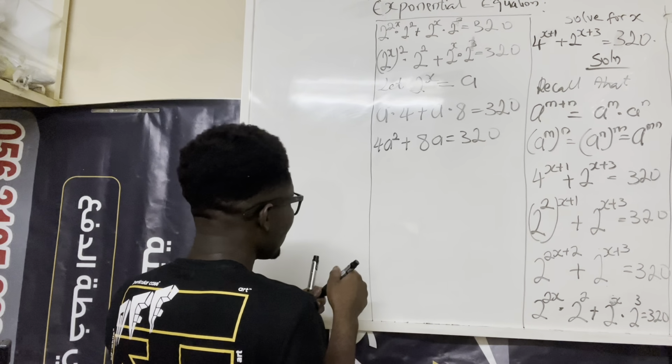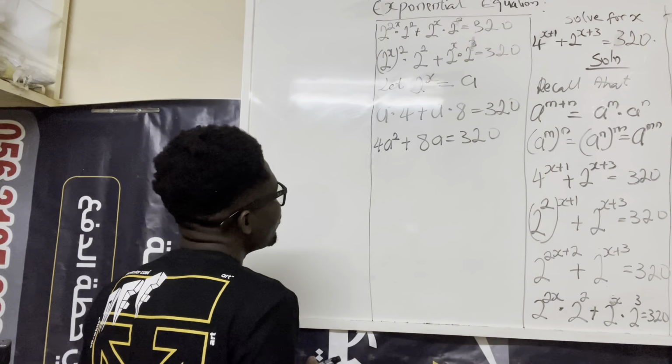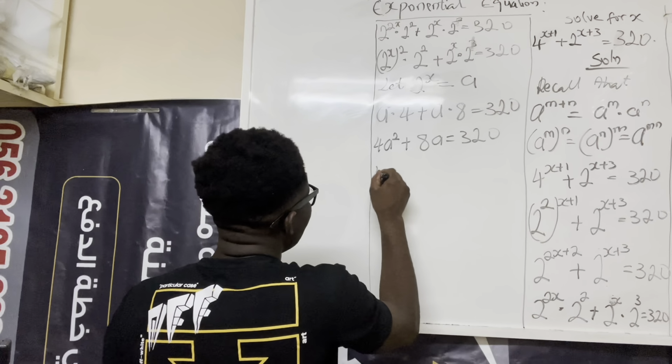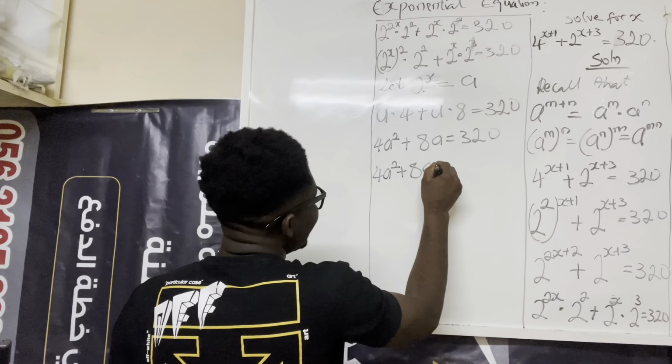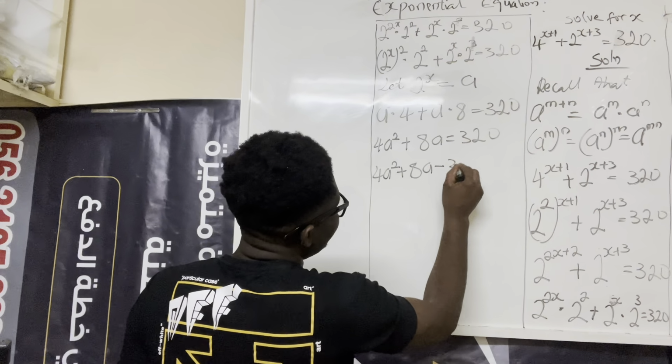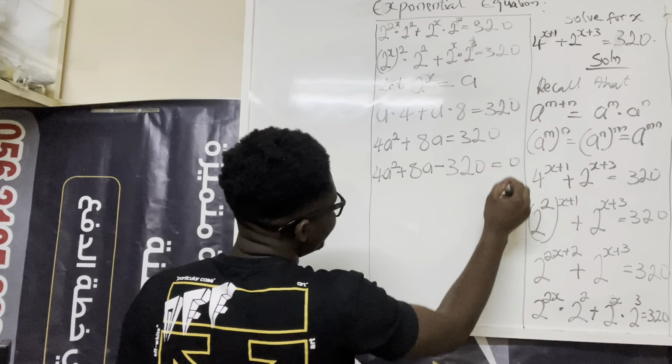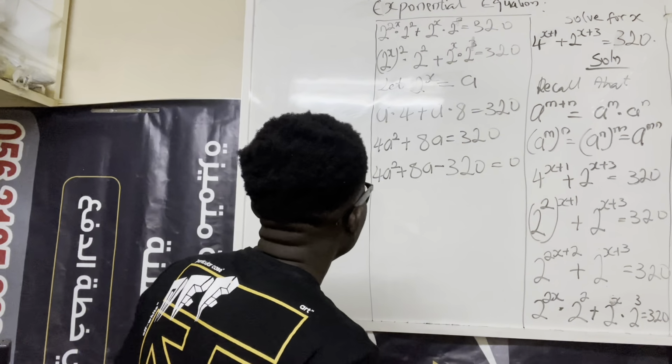So to convert this one to a quadratic equation, I have 4a squared plus 8a minus 320 equals 0. Here now I have converted to a quadratic equation.